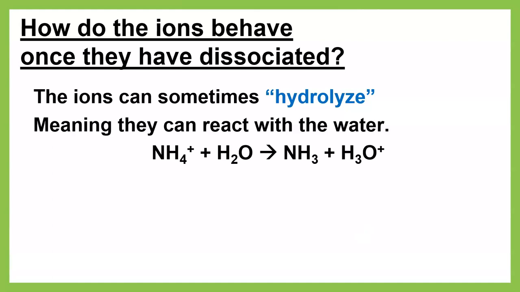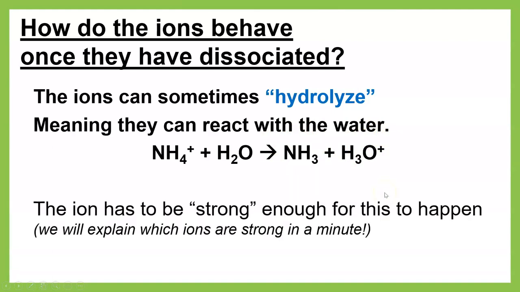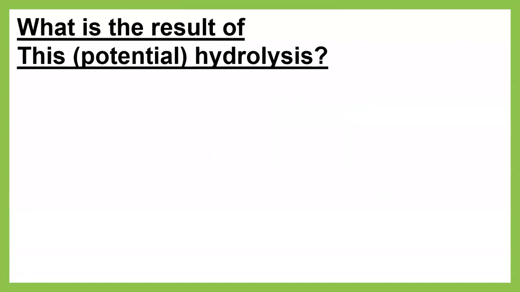So you can see here we have an ammonium ion interacting with water. It donates one of the hydrogens and you get ammonia and you get H3O plus formed. The thing is, this hydrolyzation is not going to happen all the time. Not everything hydrolyzes. So we have to have ions that are strong enough for this to happen. So let's look at some of the scenarios. When we dump our salt into water, now we're looking at some dissociated ions and we want to know if they react.